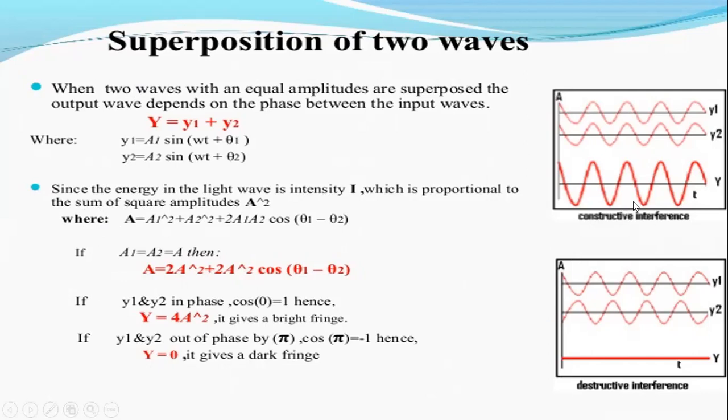That is, the first one is the constructive interference, which has two equal amplitudes. So that is the amplitude directions. And this is the destructive interference, which has two different amplitudes. So that is the difference in the amplitude direction also.